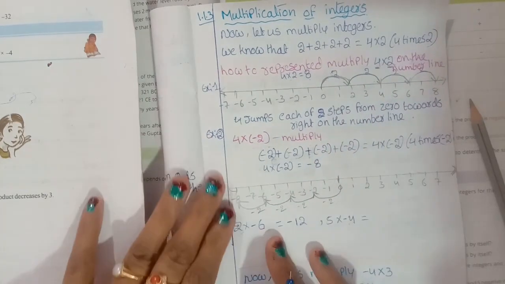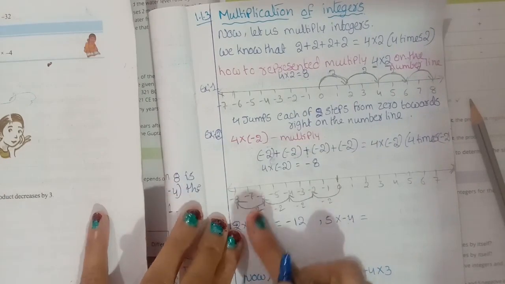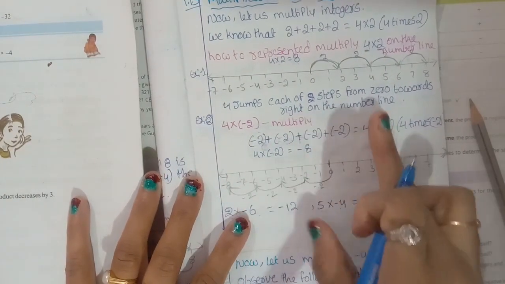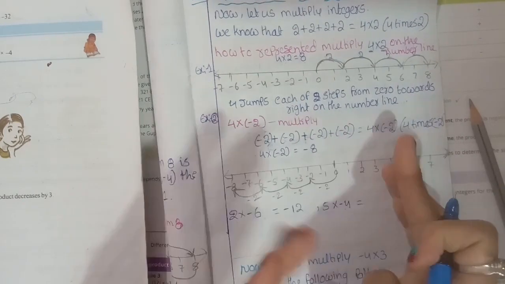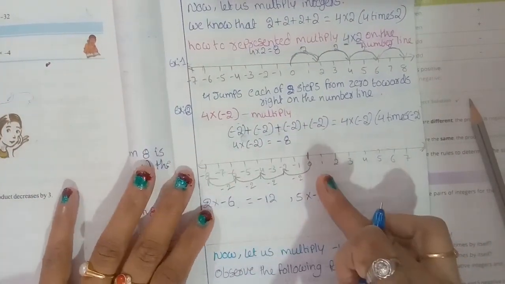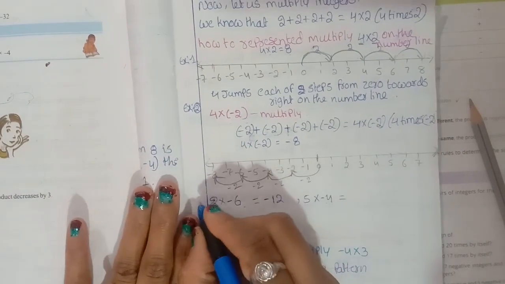Okay, Gagan, are you understood? Yes. Next, here it is the 4 jumps, each of -2 steps from 0 towards the left on the number line. Why? Because here it is negative only. Are you understood, Gagan? Yes, similarly you can write it like this.